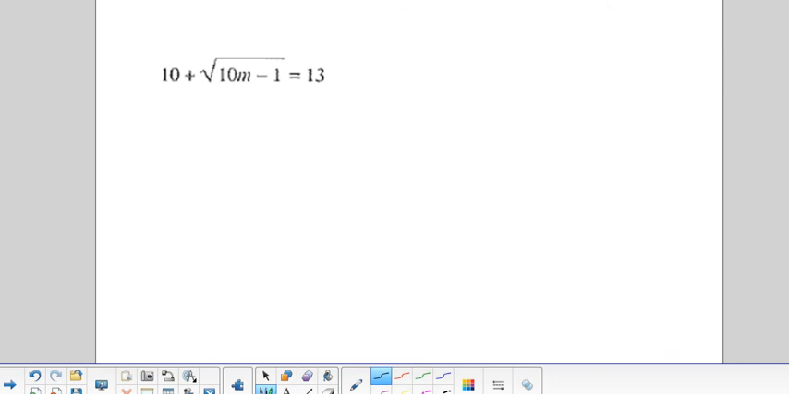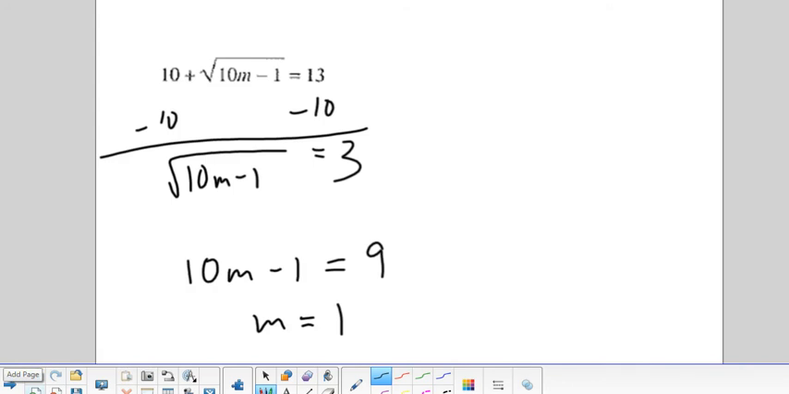Okay, I want you to try this one on your own, and come back when you have an answer. Inverse operations. Alright, again, just subtracting 10 from both sides isolates the square root sign. Square both sides, you get 10m minus 1 equals 9. And add 1, divide by 10, we get m equals 1.